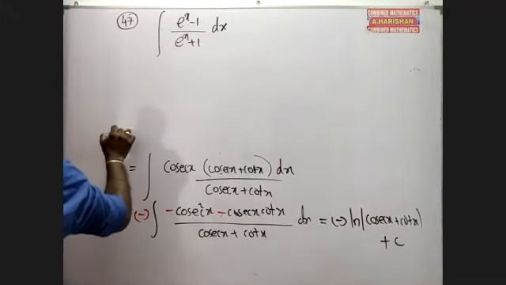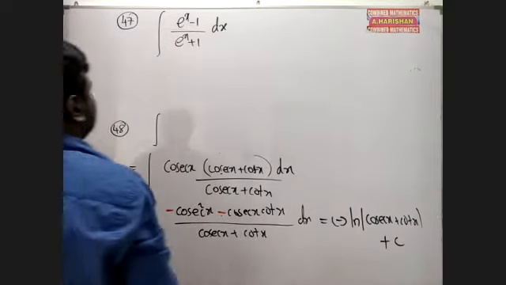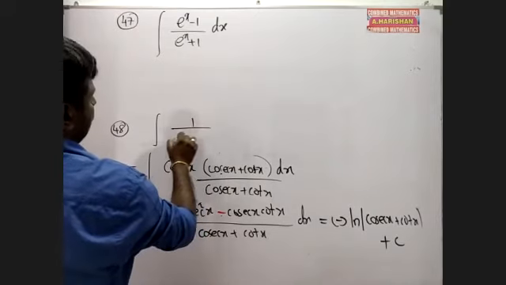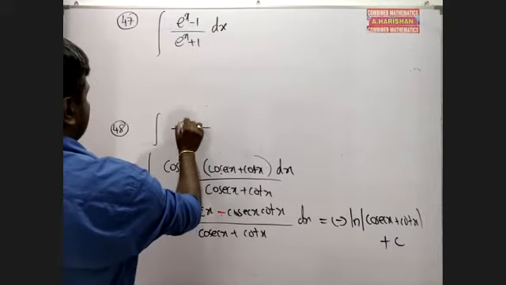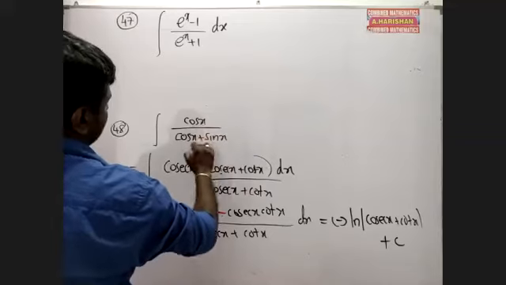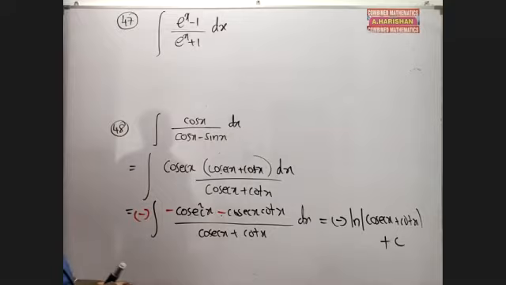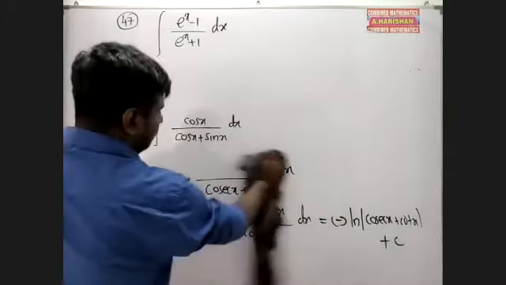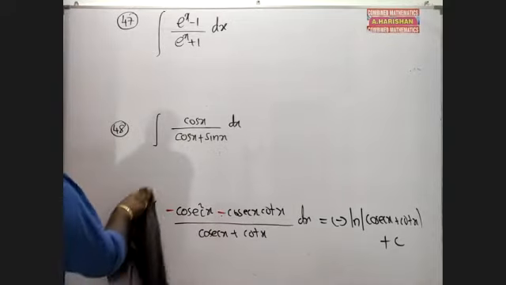So go for the 48th integration. Cos x over cos x plus tan x, cos x minus tan x sin x, dx. How will you do that? I put plus plus, that's better. So I erase this one. Hope you understood.